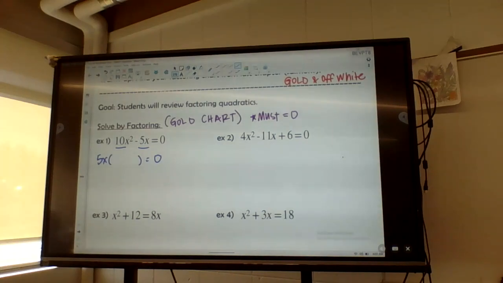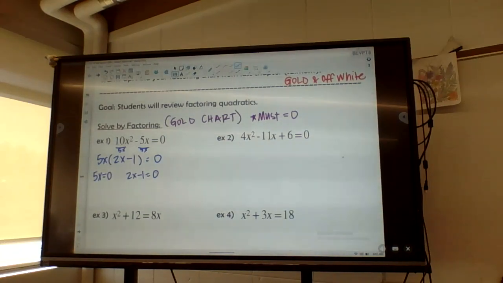And again, what we're trying to do here is find the answers that work for this equation, and we're using factoring to do that in this case. So if I take a 5x out of each term, I'm left with 2x, and I'm left with a -1. Now once we factored, last chapter, that's all we did, we stopped. But this chapter, we're trying to find the solution. So now we're going to set each of those factors equal to 0.